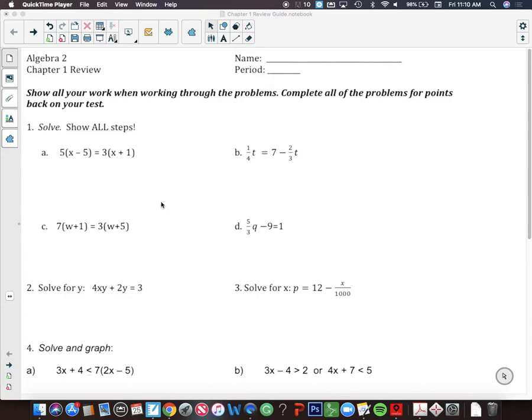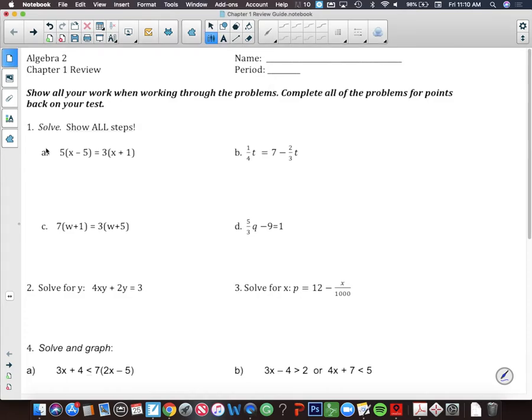All right, the test will look fairly similar to a lot of these problems, so if you do the review guide, feel good about that, then you should do fairly well on the test. So starting out, these linear equations, I'm going to do A and I'm going to do B here, because those are the two that are kind of similar to C and D.